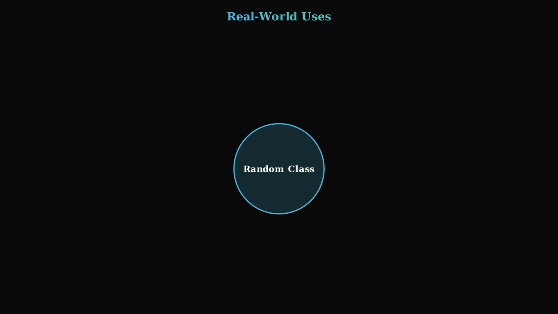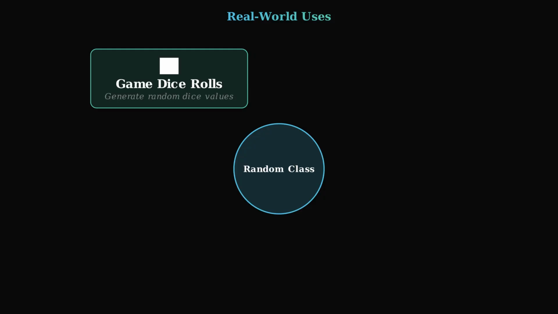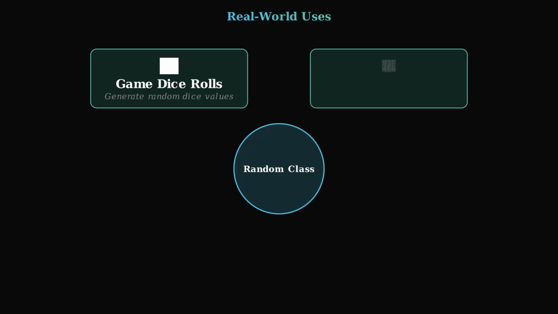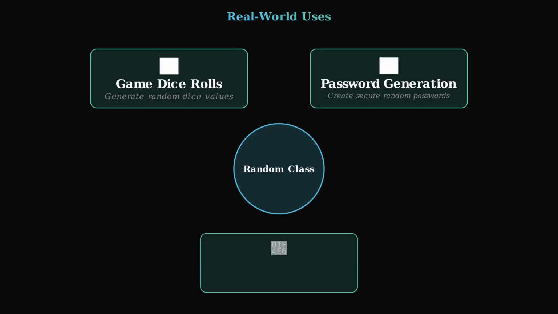How is random class used in the real world? Game dice rolls. Generate random dice values. Password generation. Create secure random passwords. Simulation testing. Test with random inputs. Random class powers all these applications. Let's see the problem it solves.